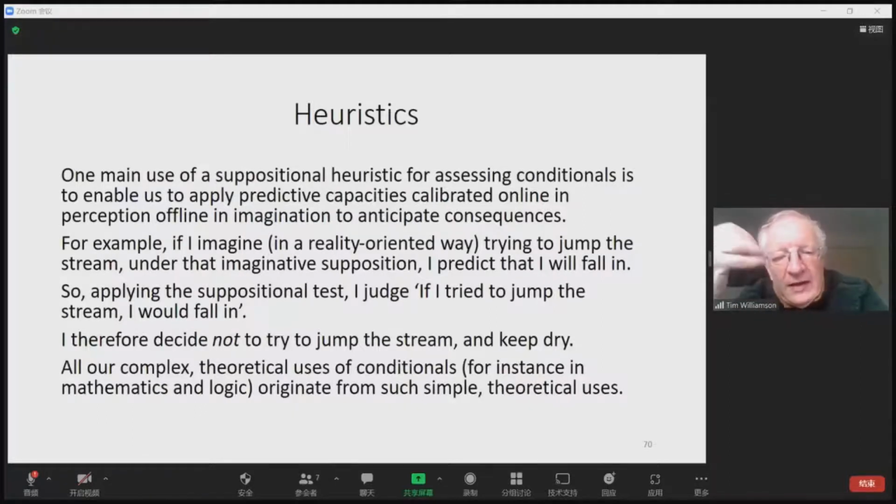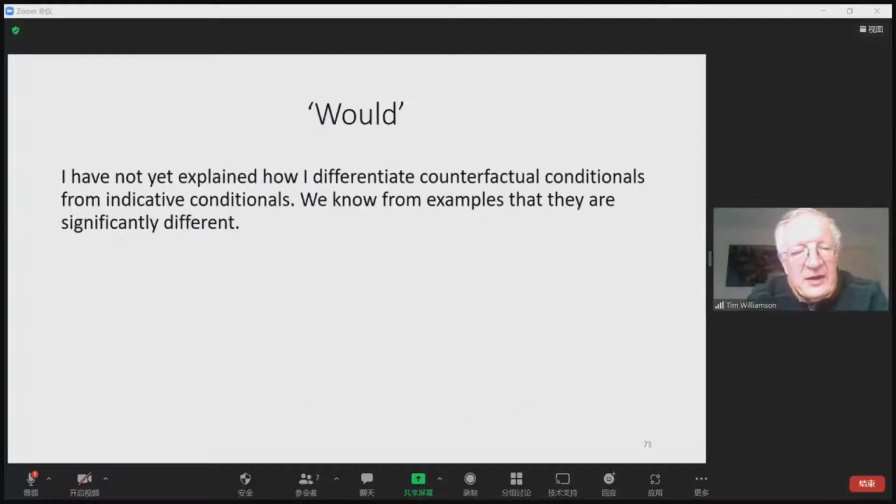So all our simple practical uses of conditionals, as it were, from an evolutionary perspective, we have conditionals, conditional thinking and conditional talking, because they help us to solve these practical problems. But then the conditional can also be used in more theoretical ways in mathematics and logic.